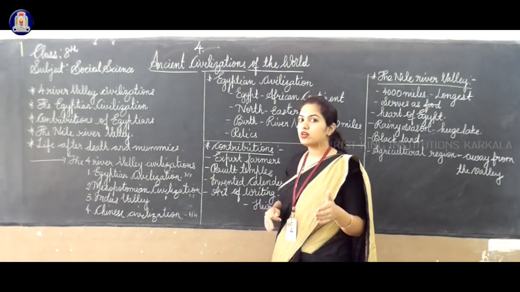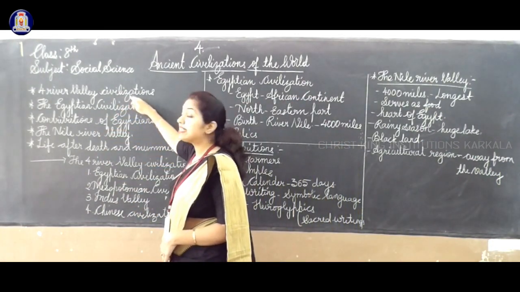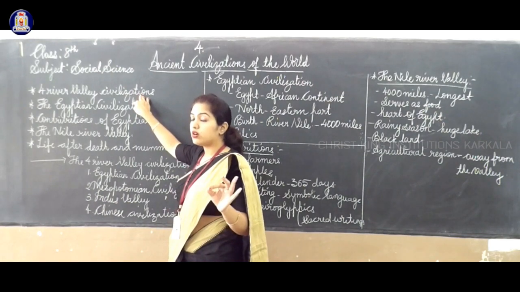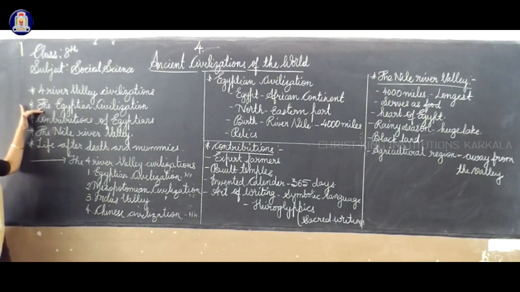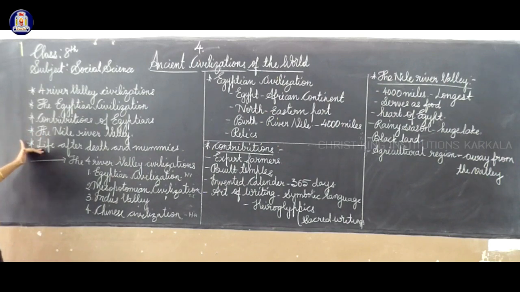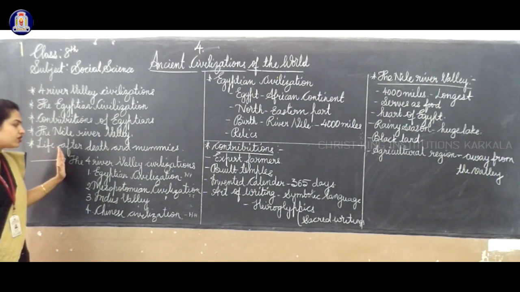Today what we are going to learn, I will tell you now. We are going to learn about four river valley civilizations, the Egyptian civilization, contributions of Egyptians to the world, the Nile River Valley, and life after death and mummies. We are going to learn all this one by one. So first we will learn about the four river valley civilizations.